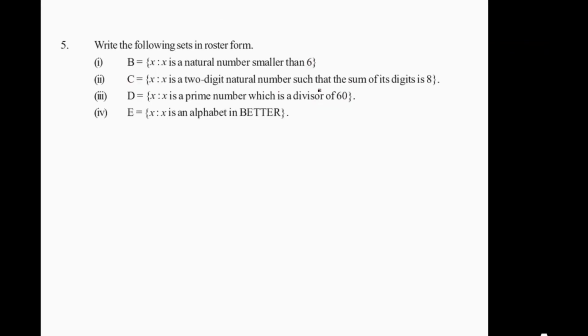So let's look at the next one. You need to write them in roster form. See, always remember, in roster form there will be no letters or sentences in it. Now see, B is the set of all natural numbers less than what? Less than 6, right?